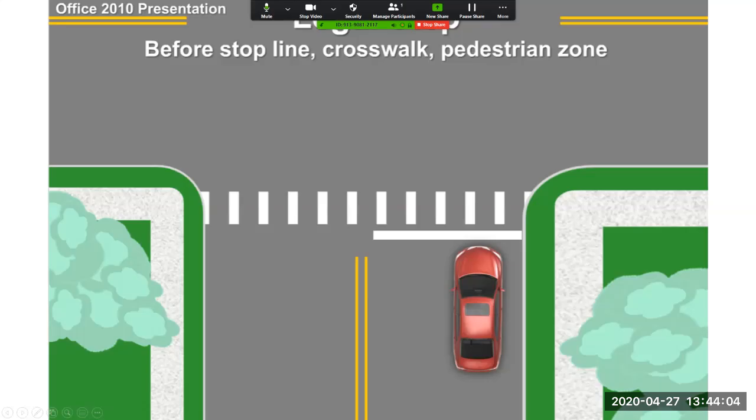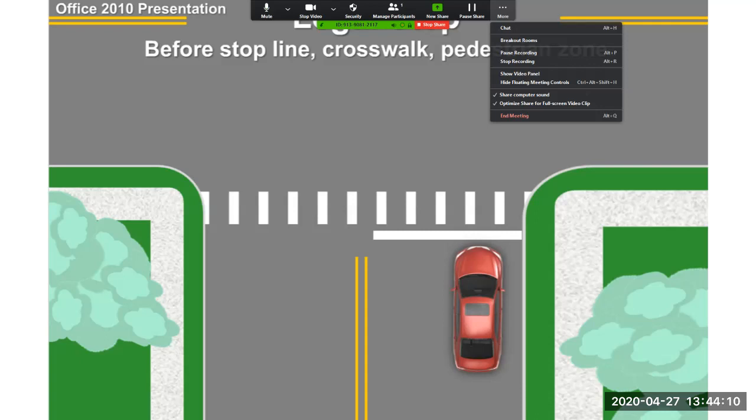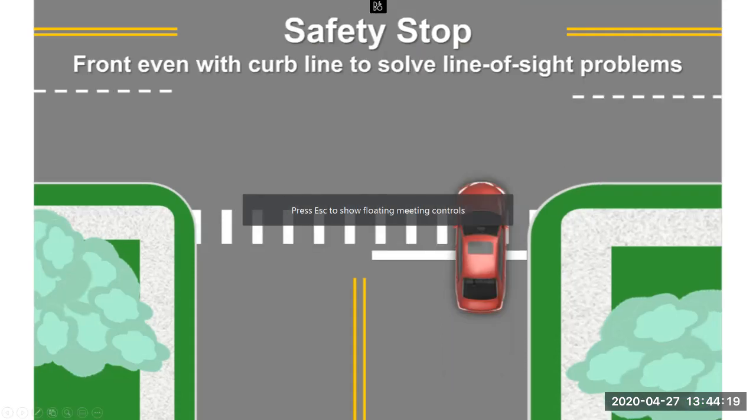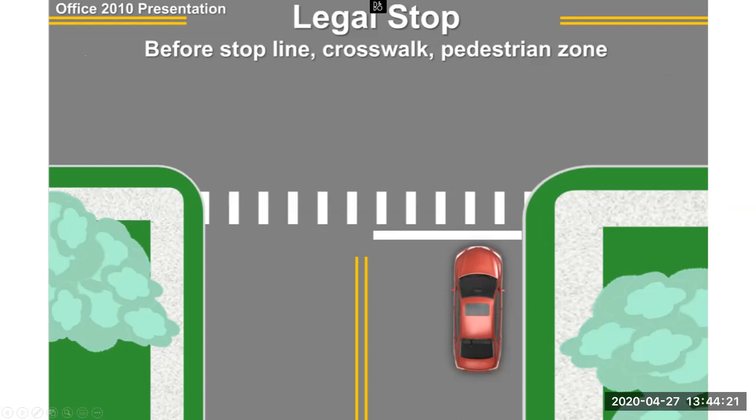So before we get into it, we need to know where we are stopping. Okay, so legal stop is before the stop line, crosswalk or pedestrian zone, or the curb line.